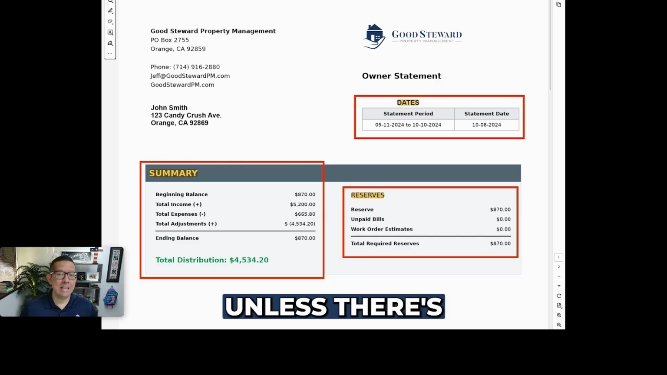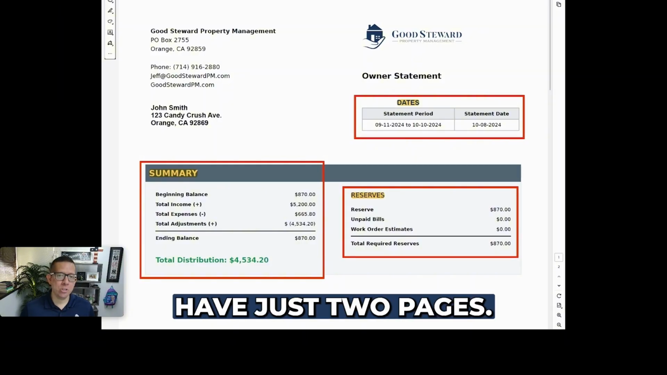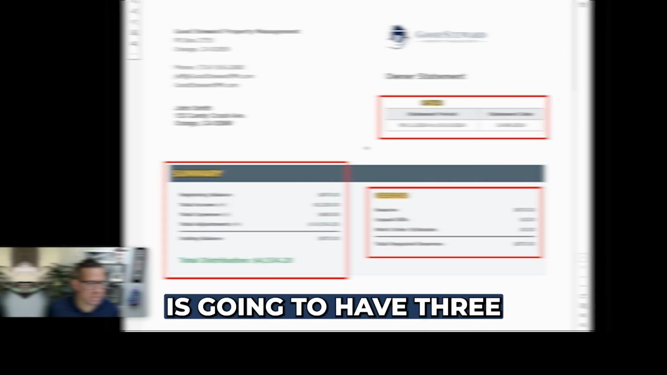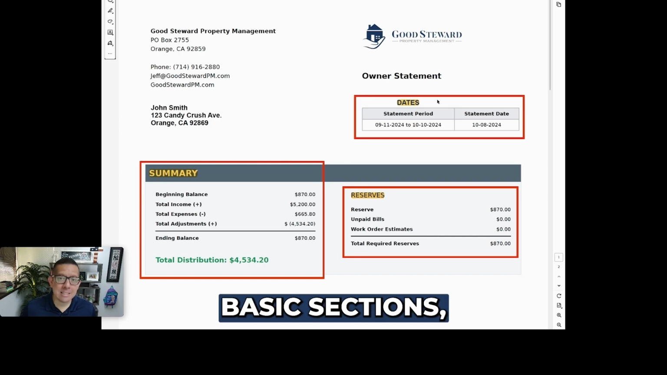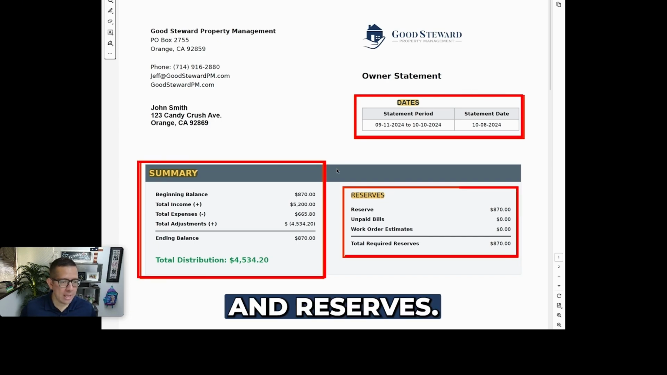Let's get started. Unless there's a lot of maintenance transactions for any given month, your standard owner statement will most likely have just 2 pages. Let's take a look at it. Page 1 of your owner statement is going to have 3 basic sections, which are dates, summary, and reserves.